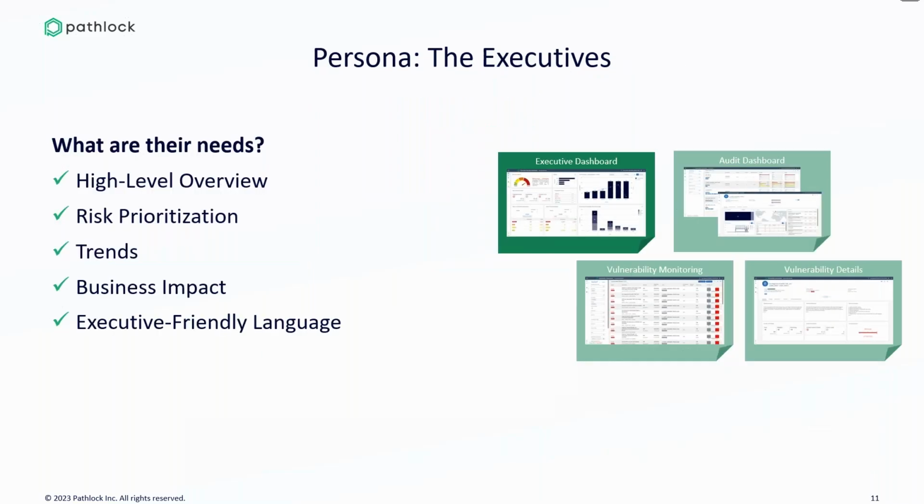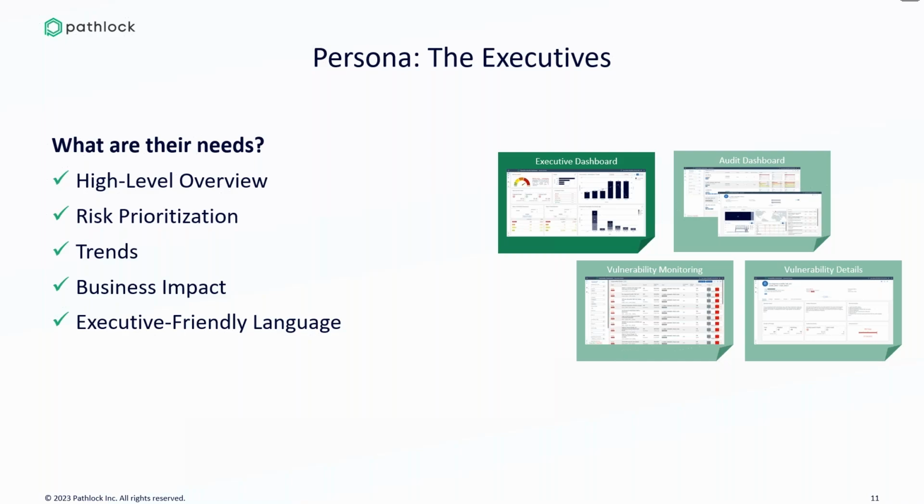The first user group is the executives. What is important? What do they need? They need a high-level overview. You don't need very detailed information about your development landscape. You need to know: do I have a potential risk? Do I have a business impact? What risk prioritization do I have? Do I have critical CVSS scores, for example? Is something exploitable within my landscape?